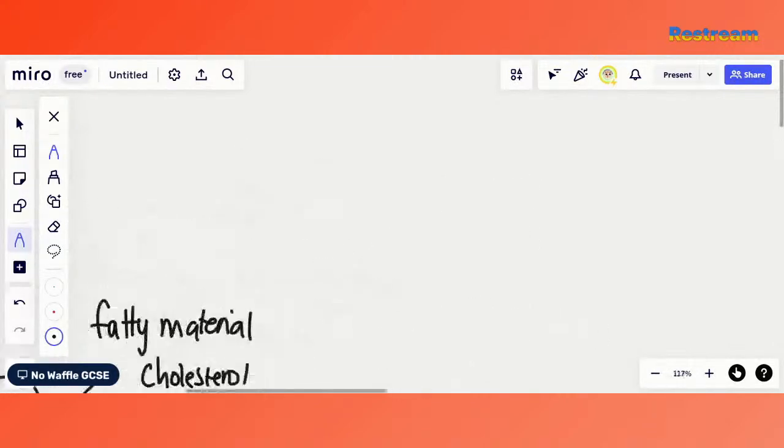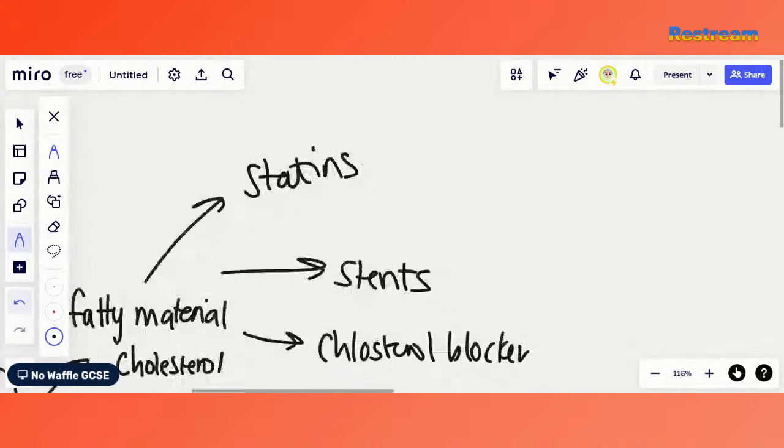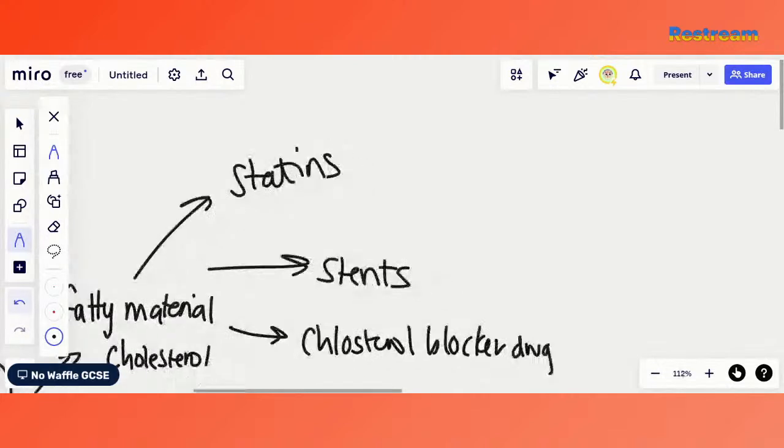So we have a couple of solutions which you need to know for your biology spec. So the first solution, you may have discussed this in your blurting, are statins. We also have stents. And then there's also cholesterol blocker drugs. Now, the last one, the cholesterol blocker drugs, are not on your spec, but in many papers across the years, I've seen these come up in questions, so I think it'll be quite beneficial for you to know them. So what are each one?